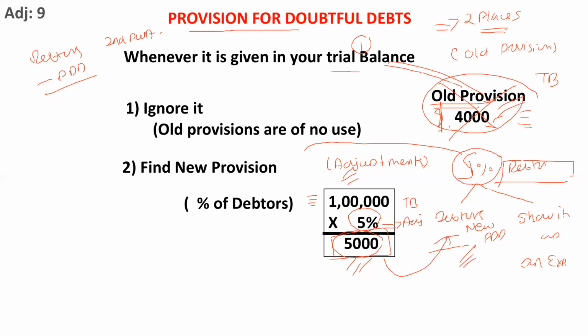You have to keep 5,000 aside from profit. But 4,000 was already there before. So how much will you keep aside from the profit? You will keep an additional 1,000 aside from the profit, 4,000 which was already there before, plus one more 1,000 of the new addition to the provision for doubtful debts. In all, only 5,000 will be kept aside. That is why we say that the old provision, you ignore it for the time being.